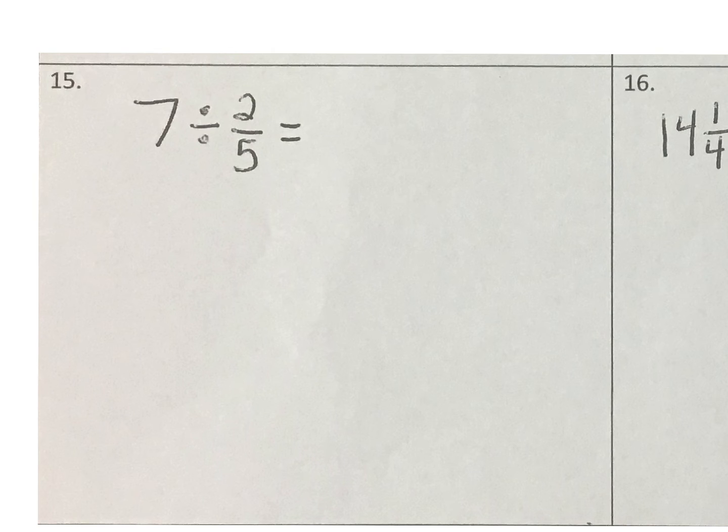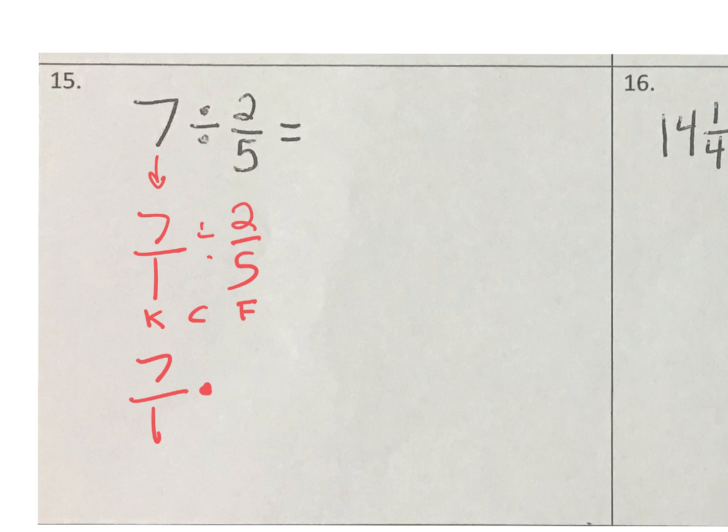Number 15. It's a division. And I have a whole number divided by a fraction. I want everything to be fractions. So how do I make 7 into a fraction? Put a 1 under it. Okay? Divided by 2/5, that is already a fraction. Now I have a fraction divided by a fraction, which I can't do, and I have to do my keep, change, flip. So I keep 7 over 1, I change the division to be multiplication, and I flip 2/5 to be 5 over 2. And then I multiply across.